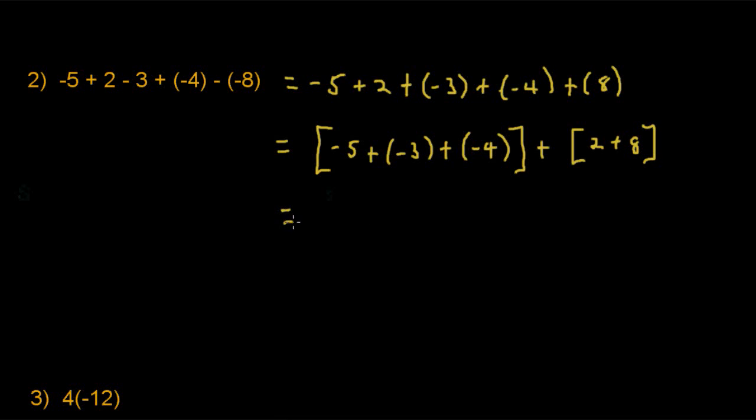And then to add the first together, 5 and 3 is 8 and 4 is 12, and they're all negative, so that gives us negative 12 to add up that first group. The second group is a positive 10, and so now we have negative 12 plus 10. The signs are different. We're going to subtract and take the sign of the larger, and we get negative 2.